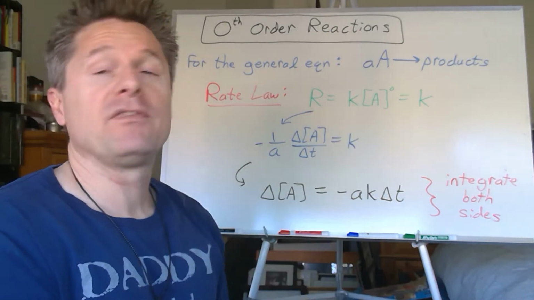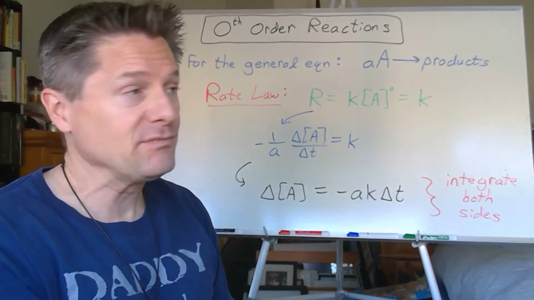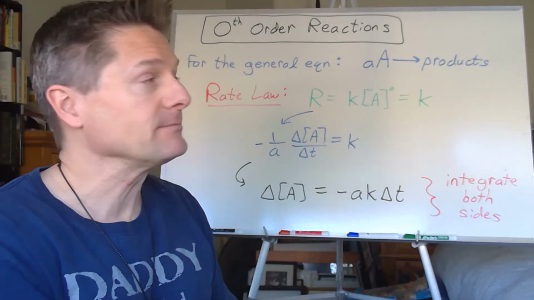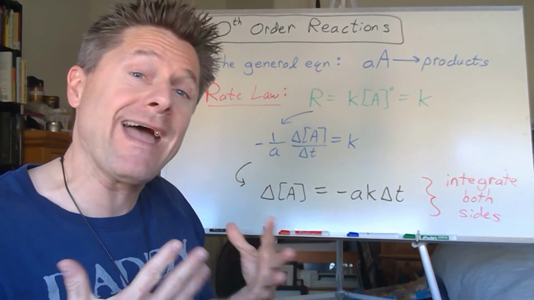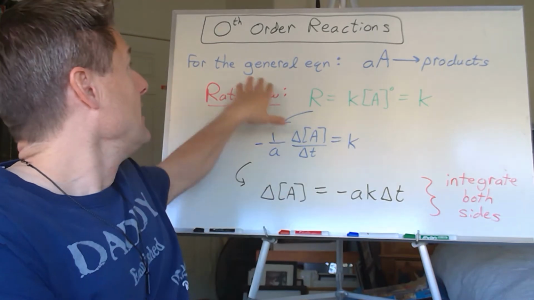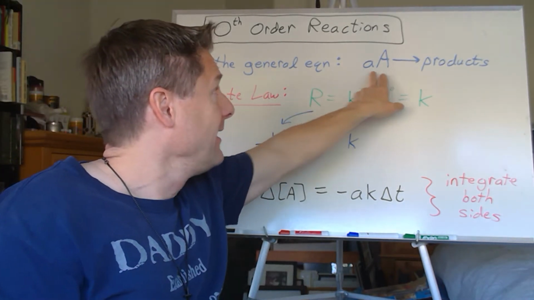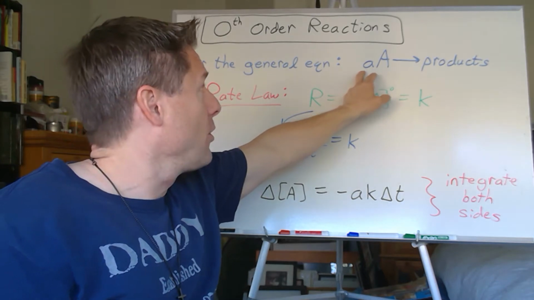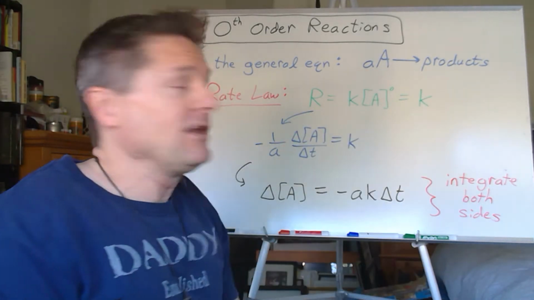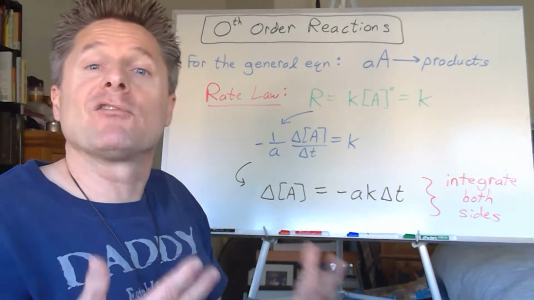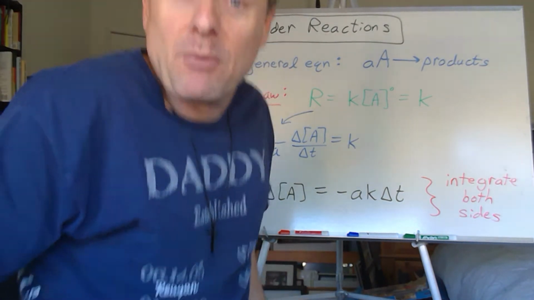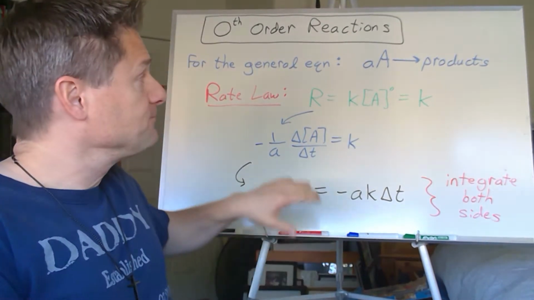So let's start with 0. We'll just go in order, 0, 1, 2, getting progressively more challenging. So let's review if we have a 0 order reaction. Let's take this general equation: we've got some reactant A with some balanced stoichiometric coefficient going to whatever the products are. Of course, if you're dealing with a problem, you'll probably get some more specific information.